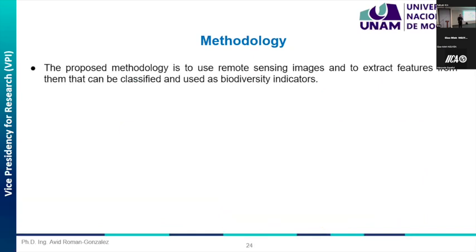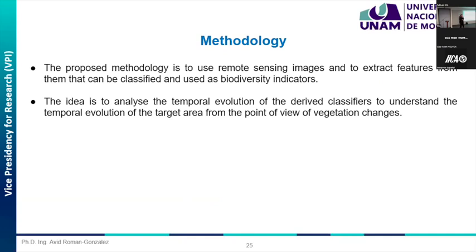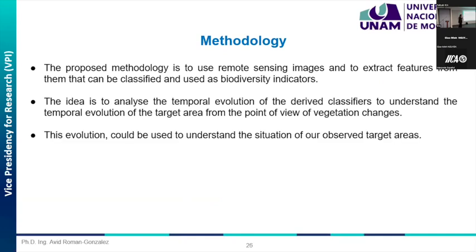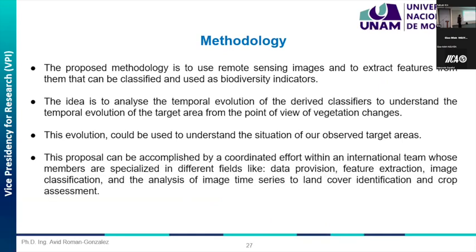The idea is to use remote sensing data, extract some parameters from this data related to biodiversity indicators, to analyze the temporal evolution of this indicator. And for using this indicator, the idea is to understand the situation of the area, our area of interest, and try to combine also with drone images, in situ sensors, and apply some artificial intelligence techniques to try to combine, to classify, and to understand the behavior of this indicator.